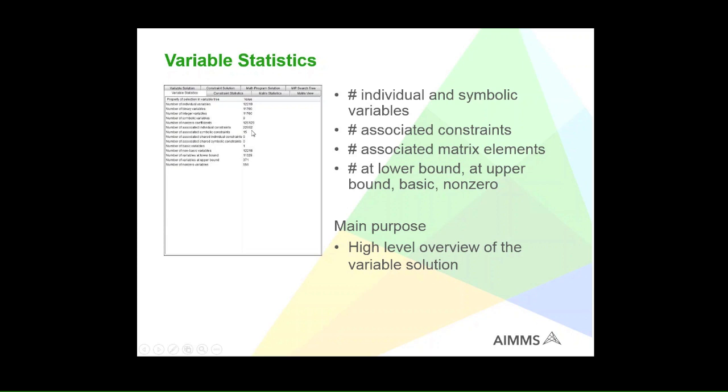Same thing with how many coefficients we have in that part for that selected variable, the associated number of matrix elements, and the number of constraints. How many constraints are actually in there? And also information on the solution. How many are non-zero? How many are at the upper bound, lower bound, non-basic, basic variables? So you get a high-level overview of the solution from a variables perspective.